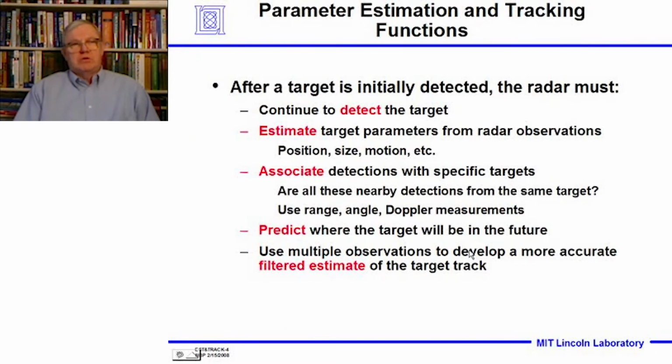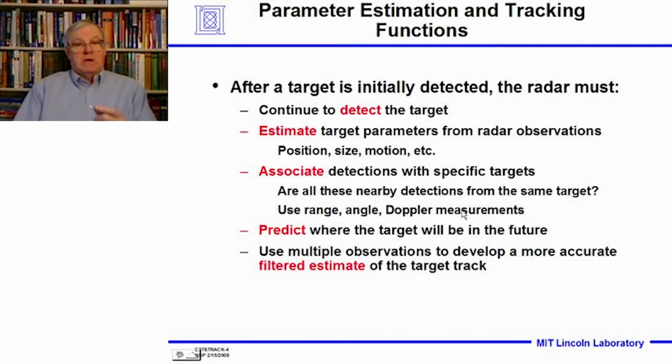Okay, well, what are these functions that we do? So after the target's initially detected, there are a number of things that the radar has to do. We have to continue to detect the target, and once we detect the target, we want to make the best estimate we can of the target parameters from the observations we've made with the radar, position of the target, its size and motion, etc. And then we want to associate the detections with a specific target. Are all these detections from the same target, or are they from different targets? We're going to use our measurements of range, angle, and Doppler to do that.